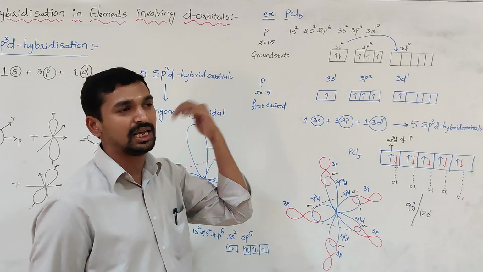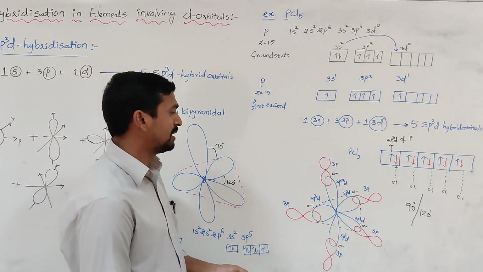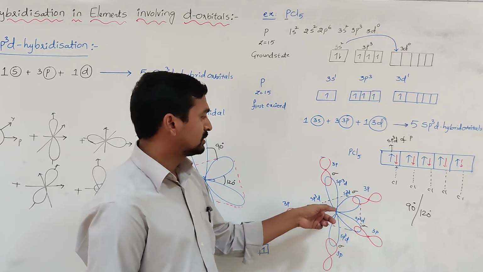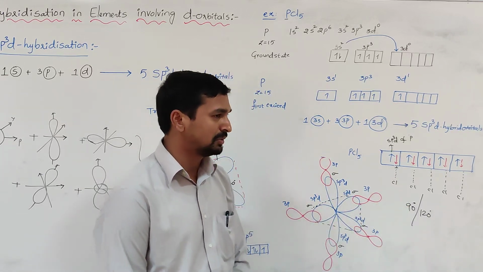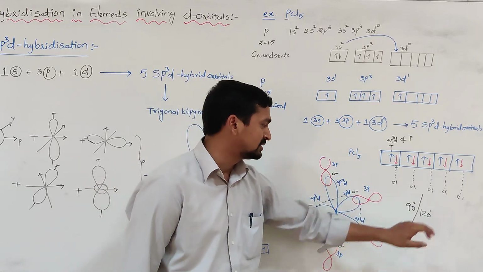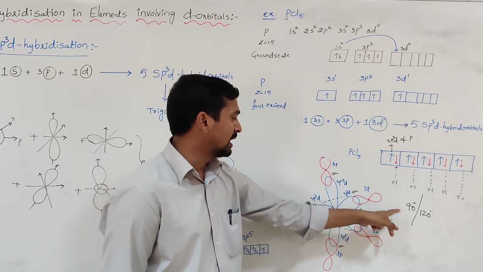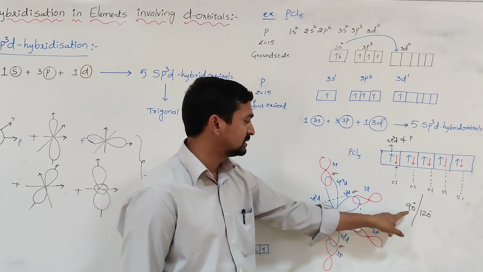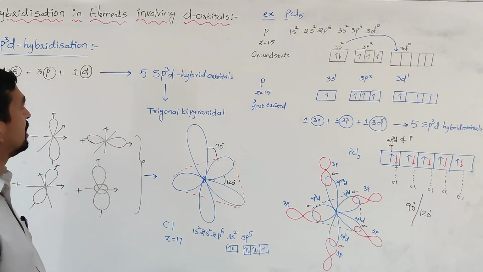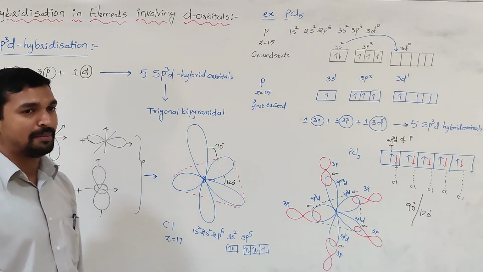I said this very clearly in valence shell electron pair repulsion theory. And here 2 bond angles are possible, one is 90 and another one is 120. Between the bonds present on the plane, the bond angle is 120. The bond angle between axial and equatorial bonds is 90 degrees. So this is one of the best examples for sp3d hybridization.